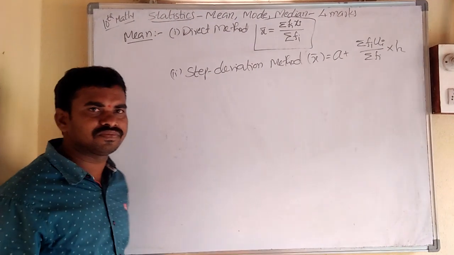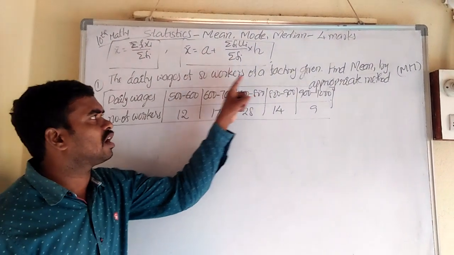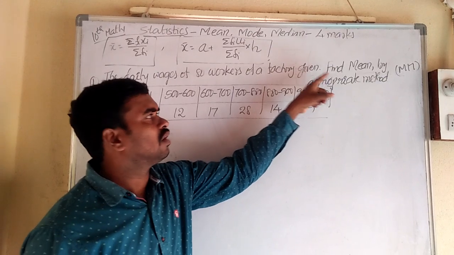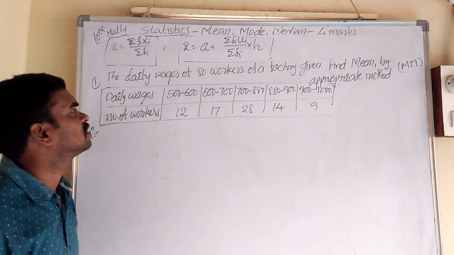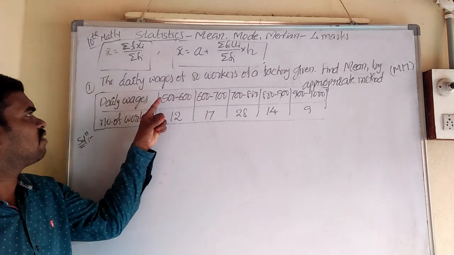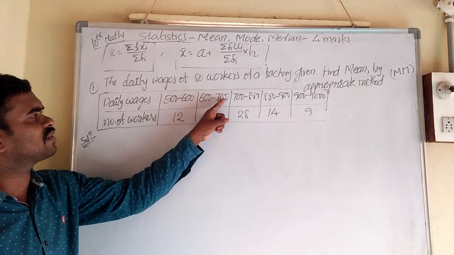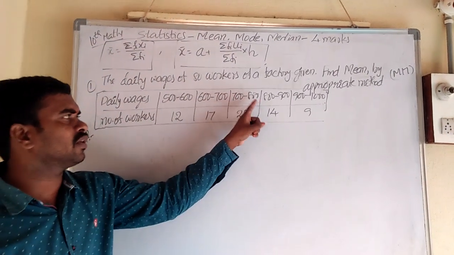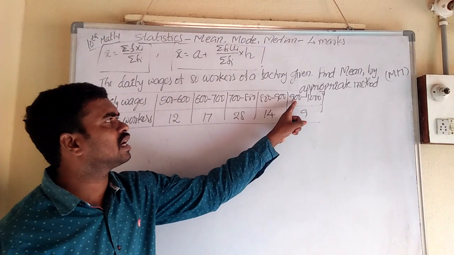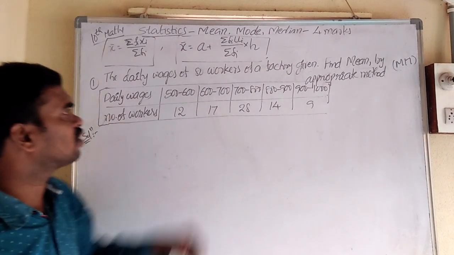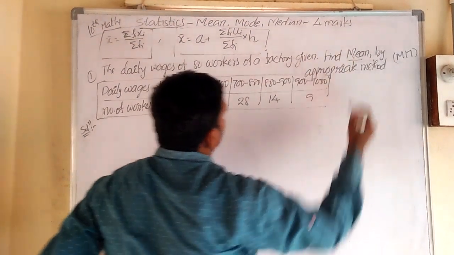First question: the daily wages of 80 workers of a factory are given below. Find the mean by an appropriate method. So what are the daily wages? 500 to 600, the number of workers is 12. 600 to 700, 17. 700 to 800, 28. 800 to 900, 14. 900 to 1000, 9. The question asks for the mean wages by an appropriate method.